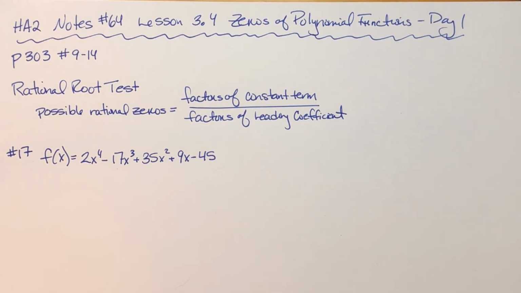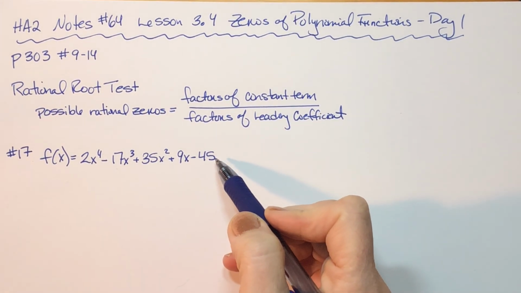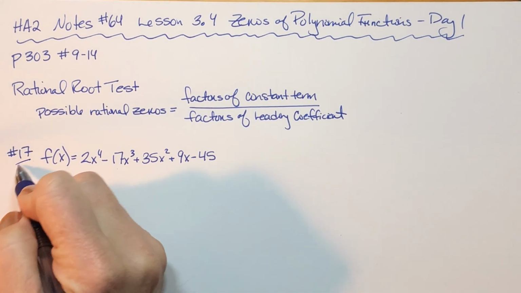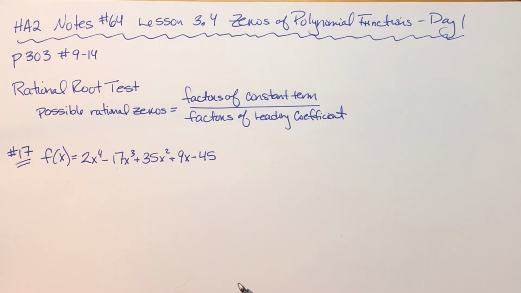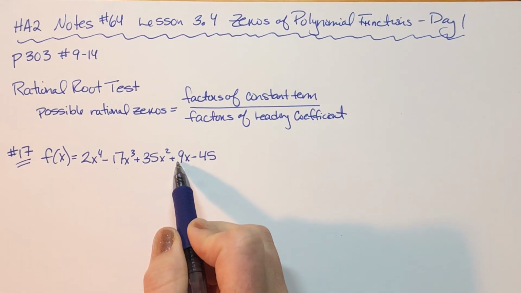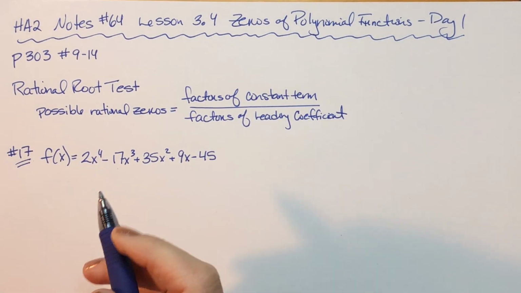The rational root test will allow us to figure out what our roots are going to be. So we're going to take the factors of the constant term, which is our last term, and divide it by the factors of our leading coefficient. I've got an example for us, number 17, that I pulled out of your textbook. We're thinking about the function f of x equals 2x to the 4th minus 17x cubed plus 35x squared plus 9x minus 45. I wanted a problem that you could not factor.